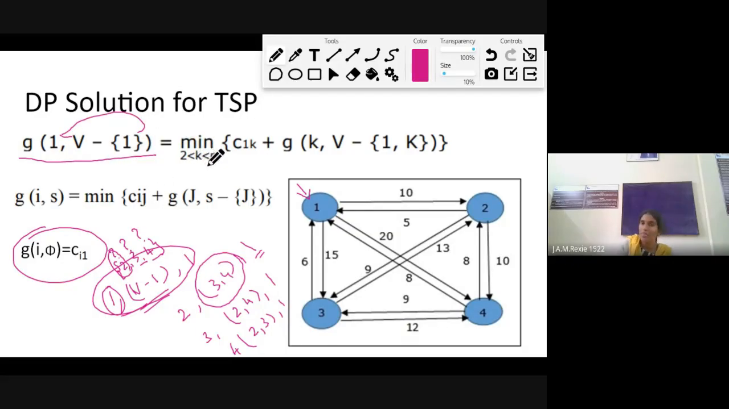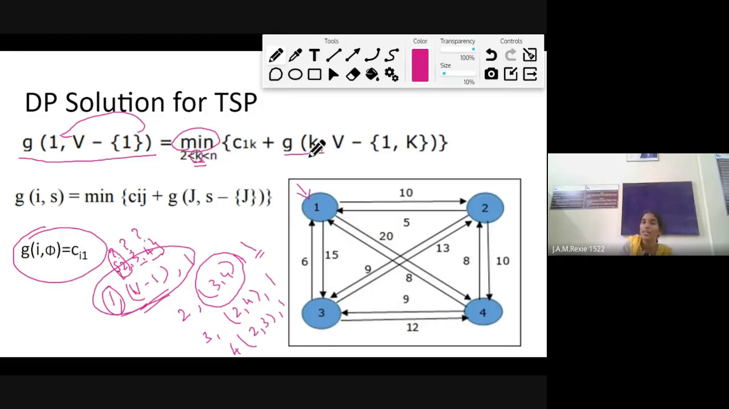That will be g of 1 comma V minus 1, so this g of 1 comma V minus 1 is meaning the cost of the tour from 1 by visiting through the remaining vertices and reaching back to 1. For finding that, among these vertices, among V minus 1, I can choose any vertex which is having the least cost. Okay, so minimum of 2 to n.